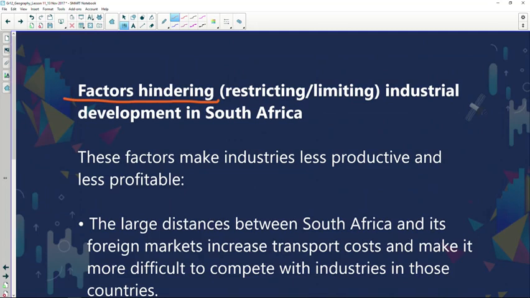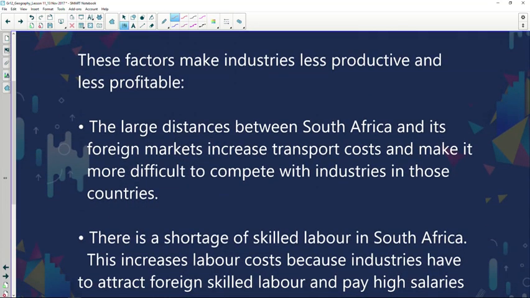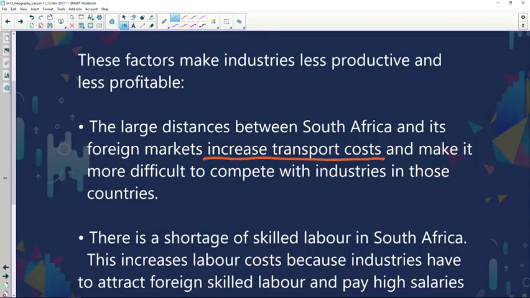Now, unfortunately in South Africa, we also have factors hindering industrial development. It means we can't expand because there are some problems that arise from it. The biggest one is the distance between South Africa and the foreign markets. Most of our raw materials that we mine are being shipped off to China, and that's extremely far. So the increase in transport cost makes profit less, unfortunately.